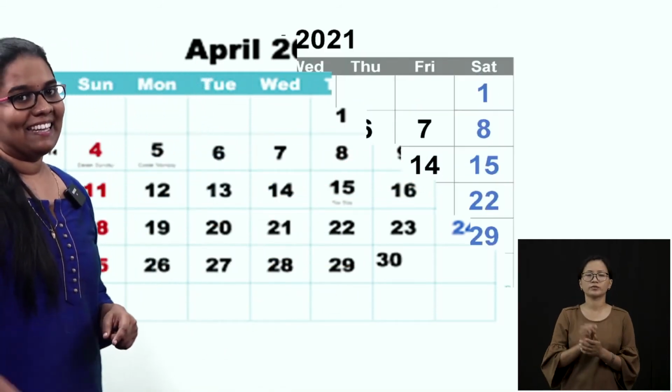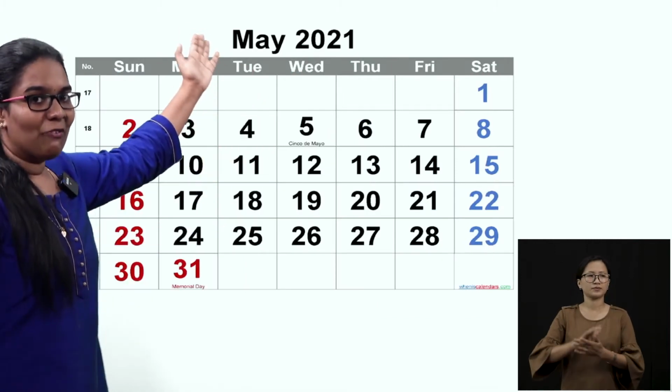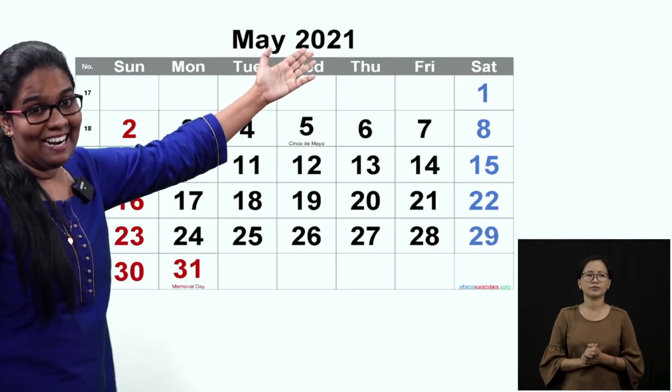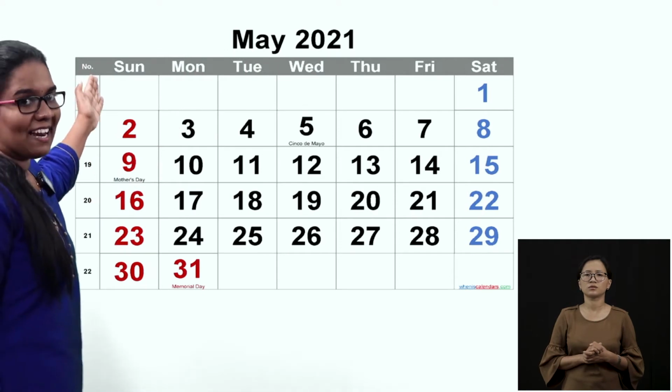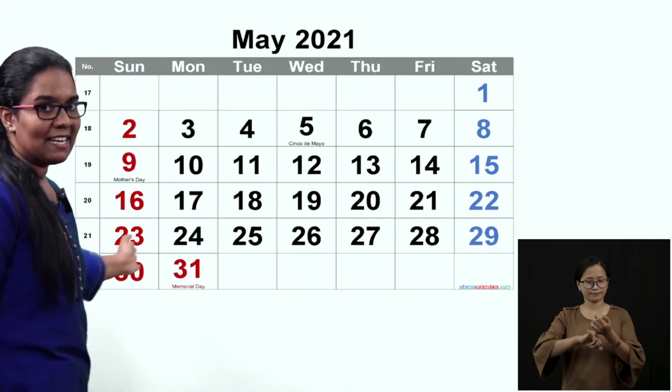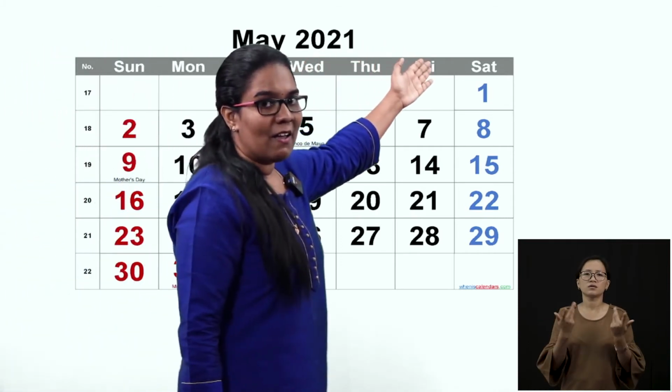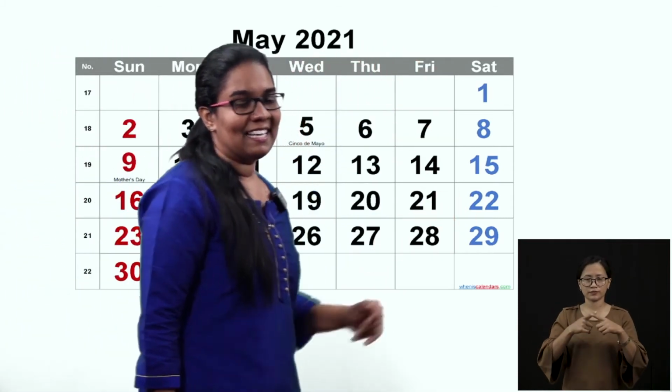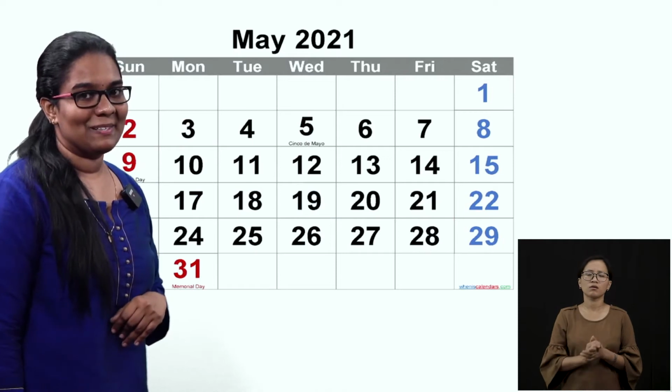Then this is the month of May 2021. How many Sundays? 1, 2, 3, 4, 5. 5 Sundays. How many Saturdays? 5 Saturdays. Then tell me, how many Wednesdays?